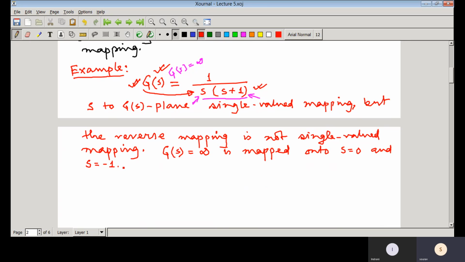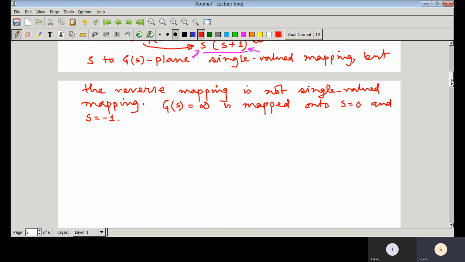So it is not one-to-one mapping, because from S plane to GS plane, it is single valued mapping, but in the reverse case, that means mapping from GS to S is not a single valued function. So now we will discuss what is analytic function. So this is very important term, analytic function.